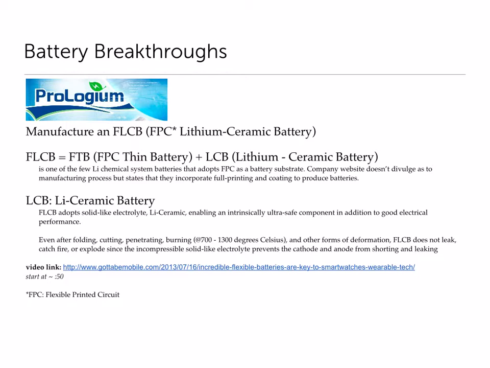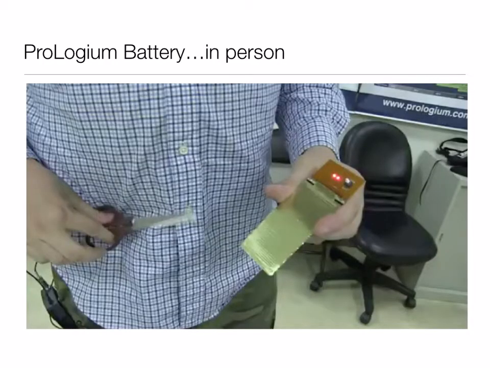The FLCB adopts a solid-like electrolyte, which is a lithium ceramic, enabling an ultra-safe component in addition to good electrical performance. So even after folding, cutting, penetrating, burning even, and other types of deformation, the FLCB doesn't leak or catch fire or explode. That link there is a link to a video where you can actually see a reporter taking some scissors to it, and this is not a video, it's just an image from that video. A reporter taking some scissors to it, and it still turns on those LEDs. So really fascinating in terms of what's going on with battery technology there.